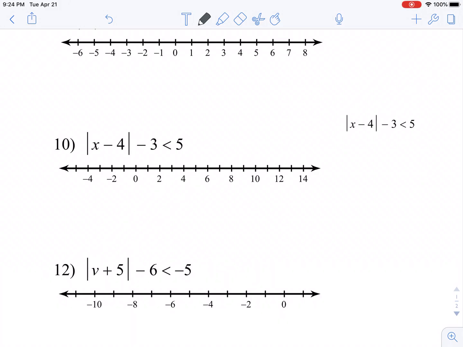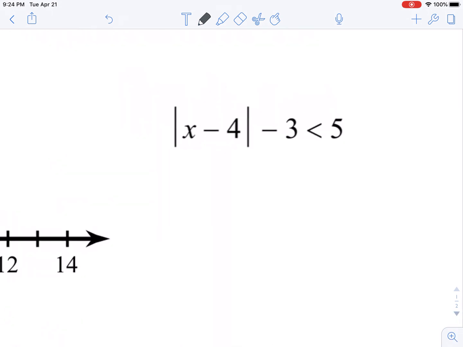Students, so here is question number 10. I have copied it right over here so that way I have more room to work. So let's get started. We have the absolute value of x minus 4, and then minus 3 is less than 5. Remember, when approaching problems like this, you need to isolate your absolute value first.